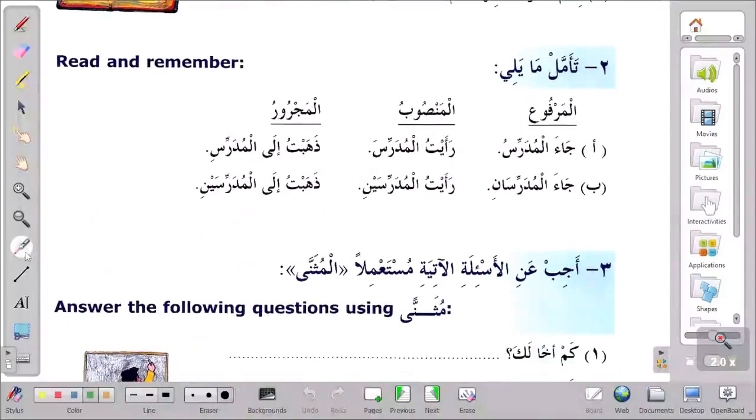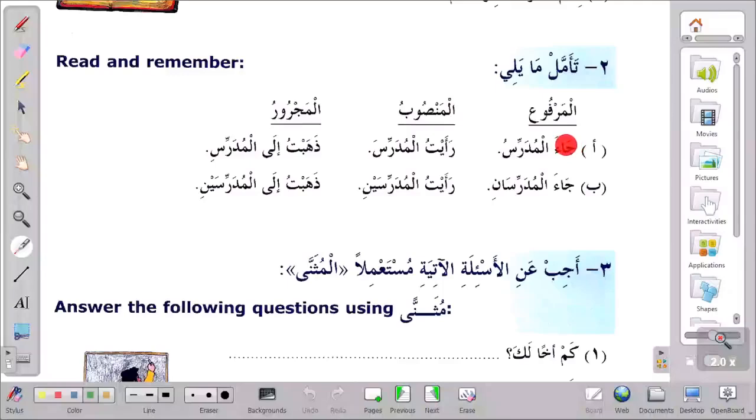Now they say here, ta'ammal ma yali, observe the following. What they are trying to explain here is similar to what I explained at the beginning, the i'rab. We have marfu, mansub, and majrur. When it is marfu, the default form of the nouns, it will be like here, a normal singular noun.